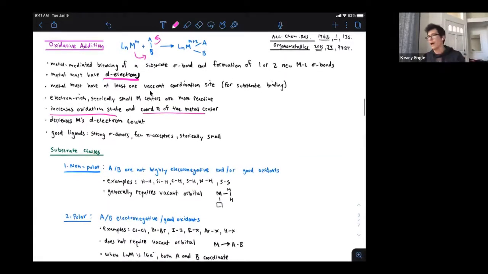We'll see this play out in a couple of examples, but if you do the formal electron counting, you'll see the d-electron count decreases upon oxidative addition. And as a corollary to the point I made earlier, oxidative addition is more facile when the metal is more electron rich. Ligands that promote oxidative addition tend to be electron donating. So strong sigma donors, relatively weak pi acceptors, and those that have a small steric influence.